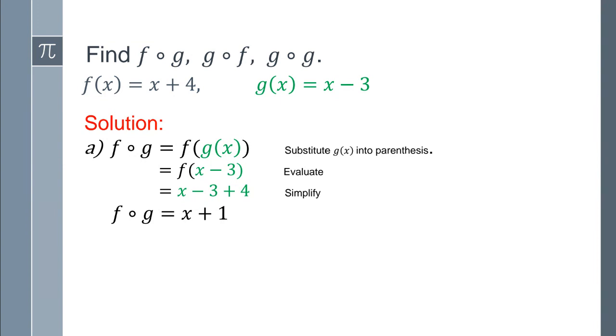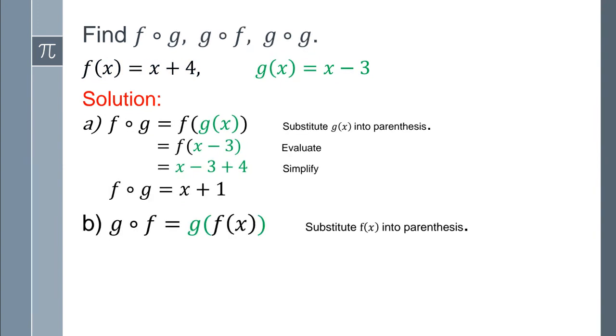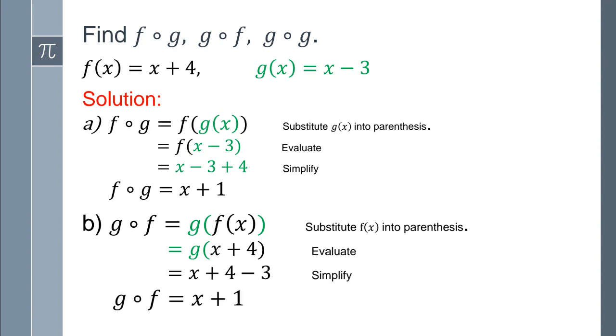Let's do g of f of x. Let's do the opposite. Okay? Since g is first, that's my main function. To function g, instead of putting in a value, I'm going to put in a function. In this case, it's function f of x, which is x plus 4. So everywhere I see x in function g, I'm going to plug in x plus 4. So I have x plus 4 minus 3. Again, I'm going to simplify. Plus 4 minus 3 is going to give me 1. So g composed of f is x plus 1.